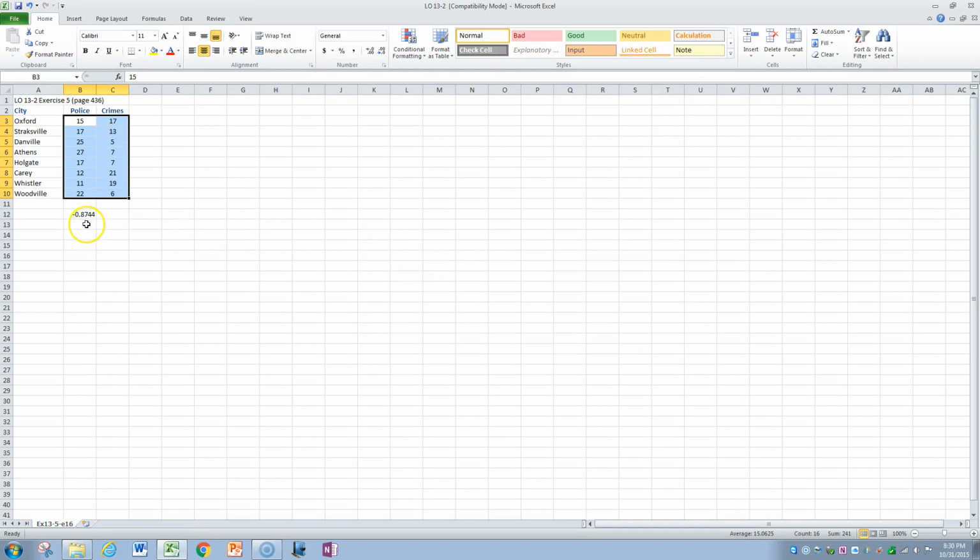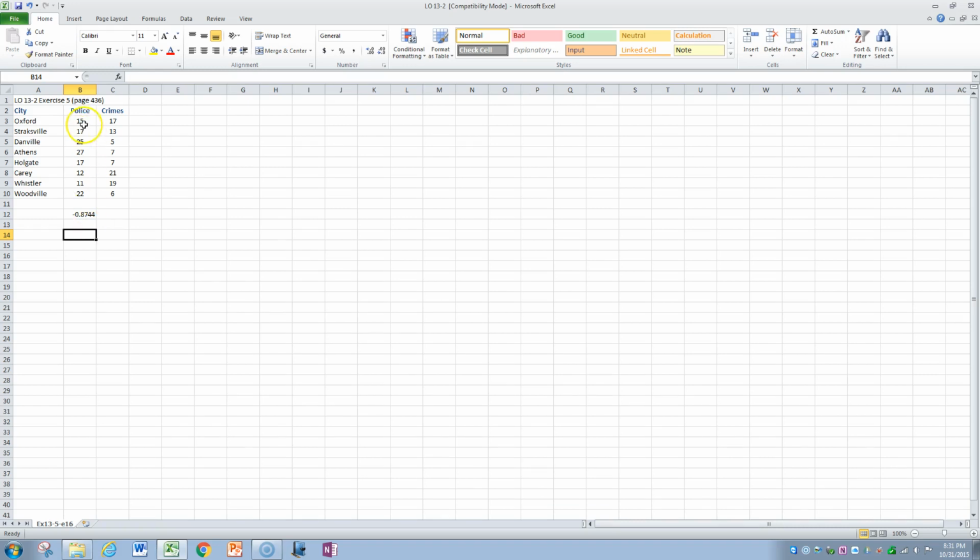You could have calculated also the R by using the formula shown in your textbook, the summation of x minus x bar times y minus y bar divided by n minus 1 times sx times sy. That is formula 13.1 on page 433. You can practice this by calculating this manually and confirm that the correlation is minus 0.8744.